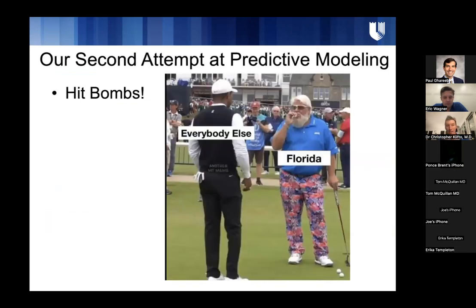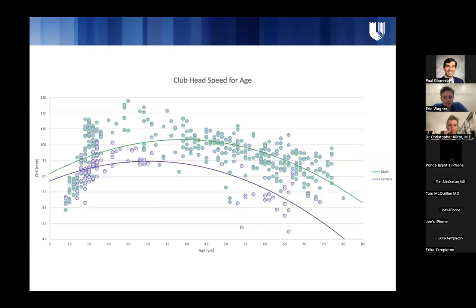So our second attempt at predictive modeling was to hit bombs. So I'm a golfer. I like golfing, and I want to get into sports prediction. So we developed a huge data set looking at club head speed. For any of you who are golfers, if you're 43 years old, you're over the hill. You're going to start decreasing your swing speed pretty quickly. And this was just a regression that we did to find that.